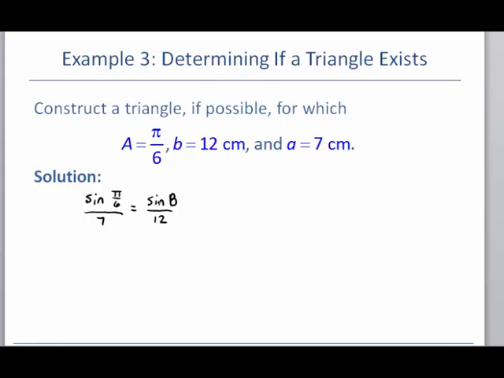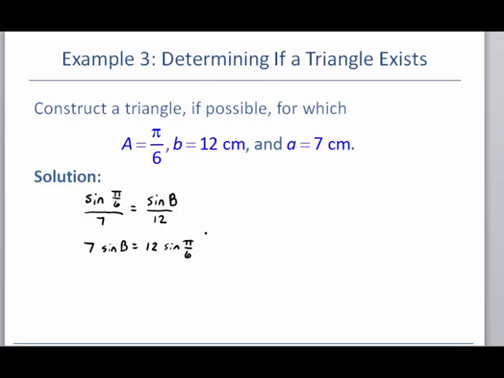Now we're going to cross multiply, just as we have in all of our other examples. So we'll begin by doing 7 times sine B, and then we're going to do 12 times sine of pi over 6. Now at this point, we want to note that sine pi over 6 is a value that we either have memorized or we have a chart to reference for.